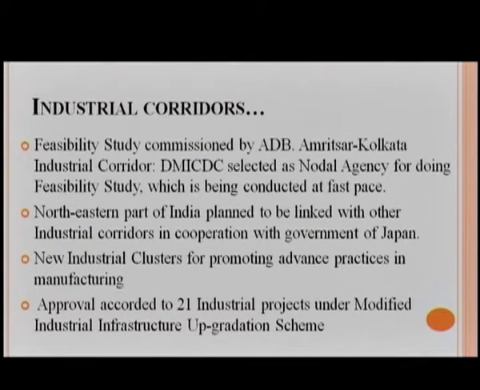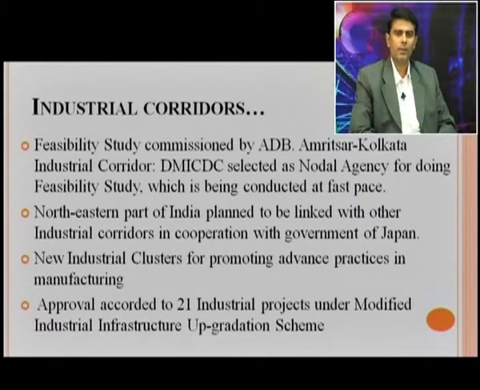A feasibility study for the Amritsar Kolkata Industrial Corridor has been commissioned by the ADB, with DMICDC selected as the nodal agency, and it is being conducted at a fast pace. The northeastern part of India is planned to be linked with other industrial corridors in cooperation with the Government of Japan. New industrial clusters for promoting advanced manufacturing practices are also on the government's agenda today, and approval has been accorded to 21 industrial projects under the modified industrial infrastructure upgradation schemes.